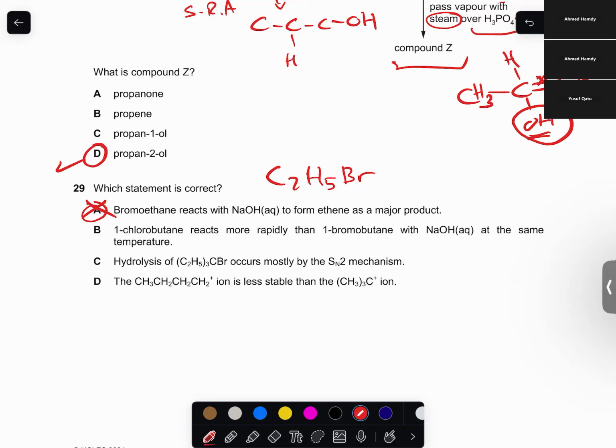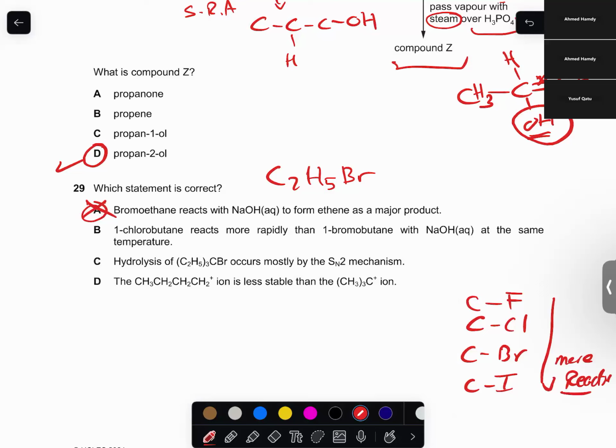Of course not, because we said that C-Cl, C-Br, C-I. As we go down, the halogenoalkane will be more reactive because the bond will be weaker and easier to break. So C-Br, this one reacts faster than this one. Hydrolysis of C2H5Br occurs mostly by SN2 mechanism.